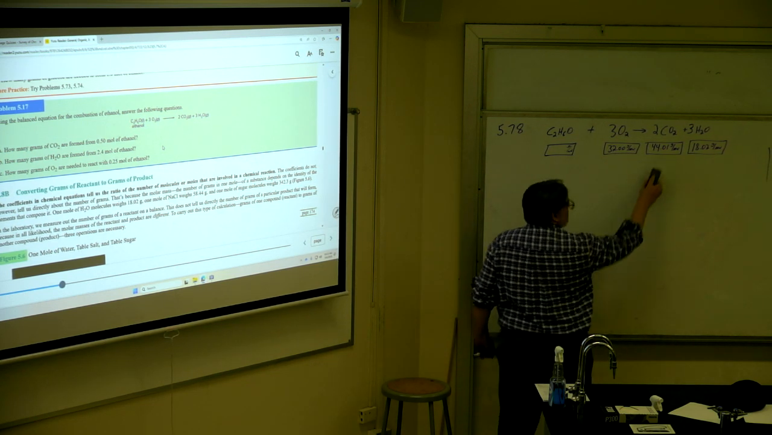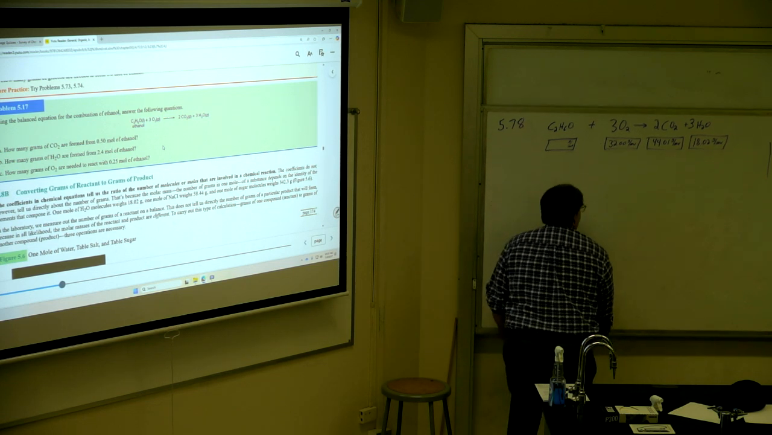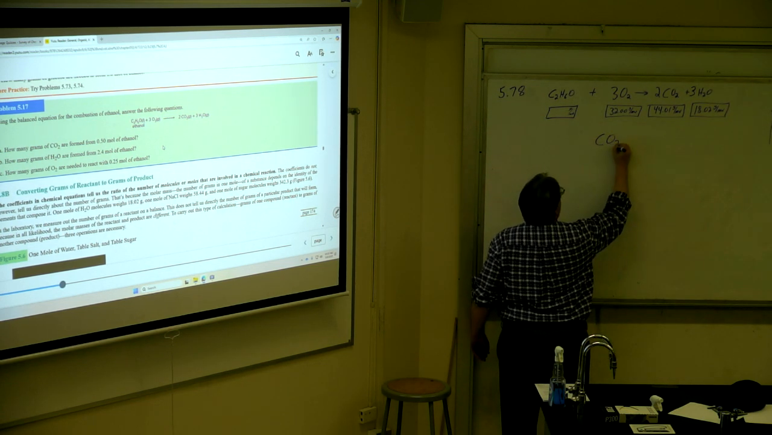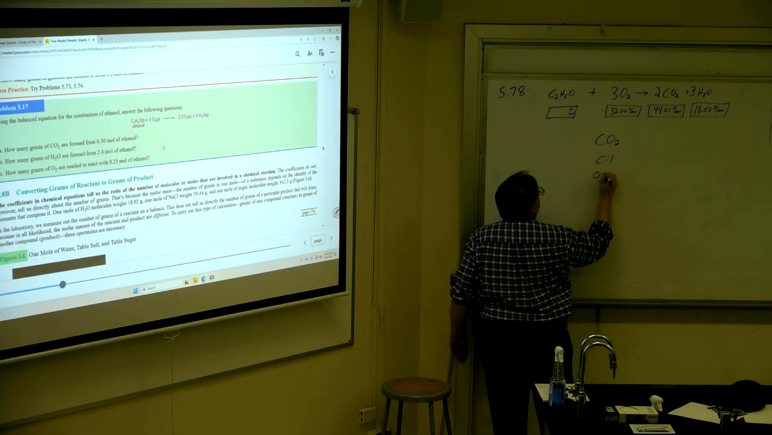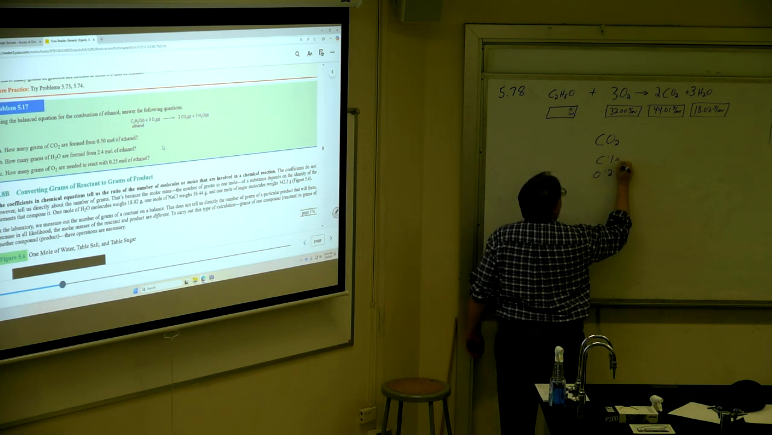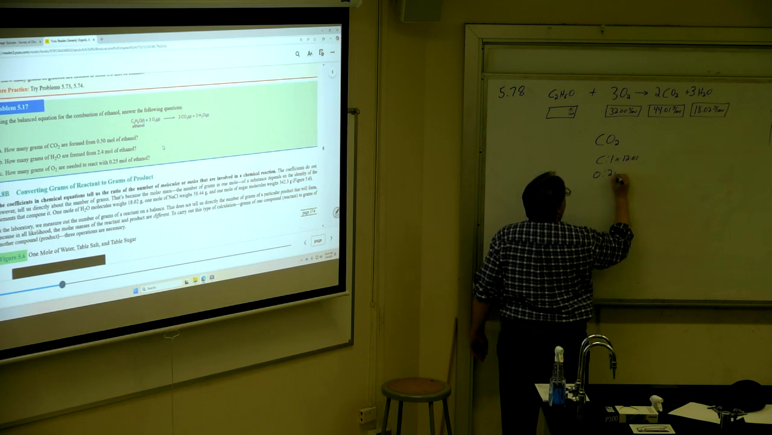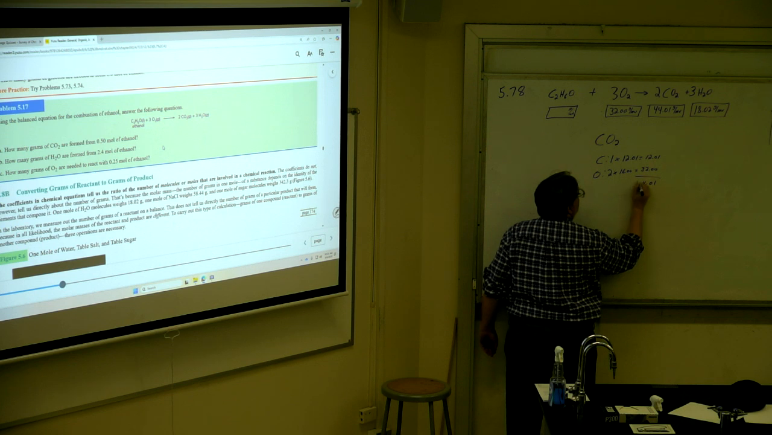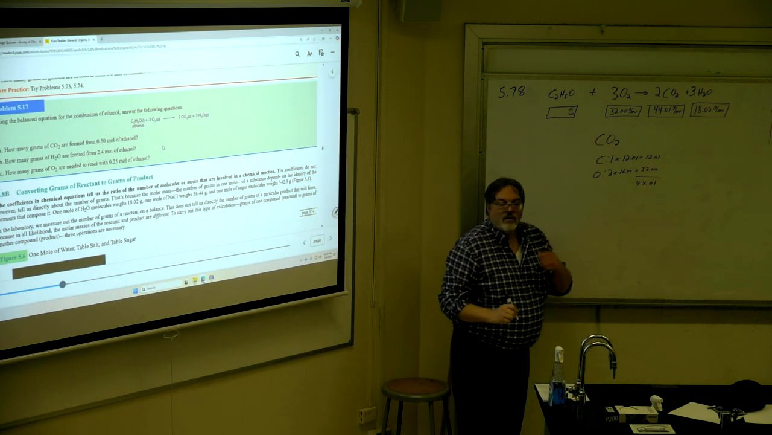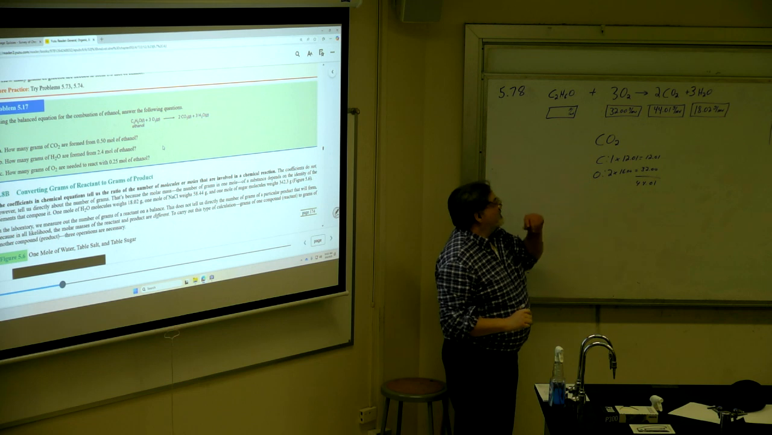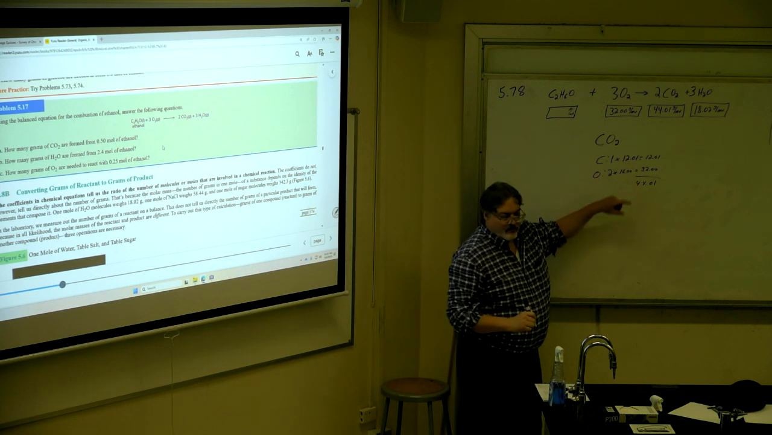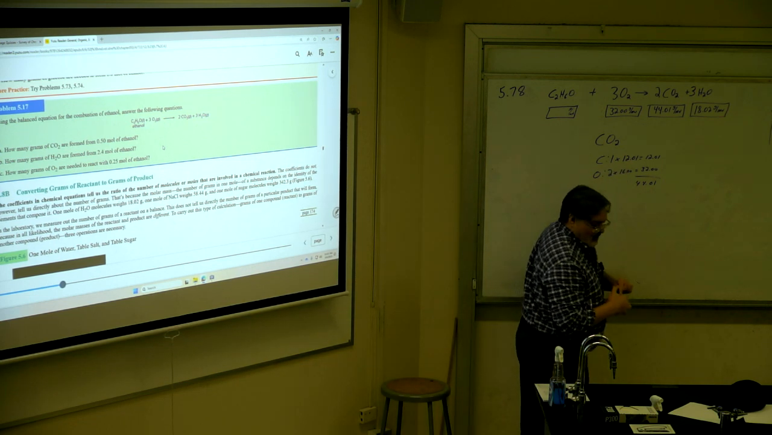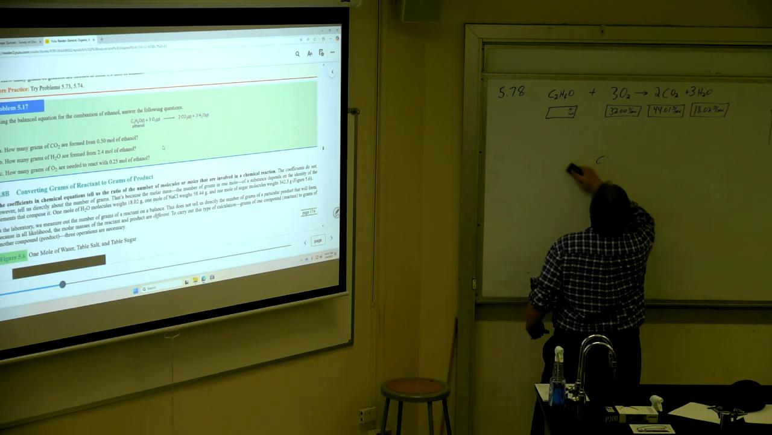And they told us this from our previous problem, but if you were calculating it, it's CO2, so you've got carbon, there's only one of them, you've got oxygen, there's two of them. If you look on the periodic table, this would be 12.01. That'll be 16.00. Add them up. That's where they got the 44.01. So that's how you would calculate it yourself. These are those numbers off the periodic table.